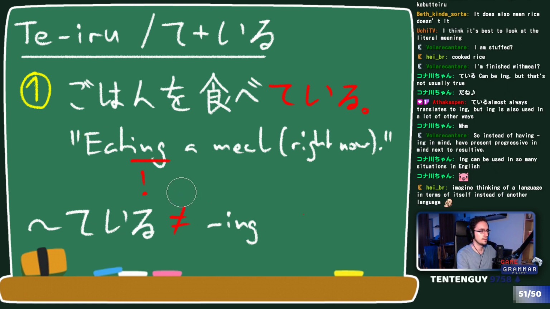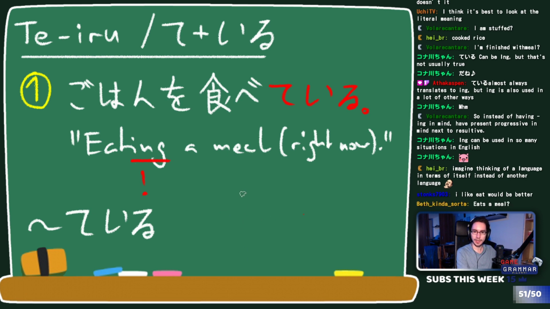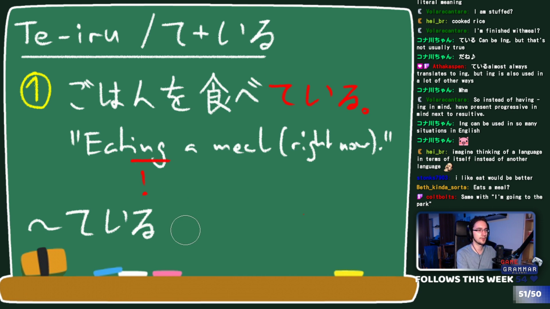That's why I never teach translation stuff like that, or I try not to too much, because I find it easier. You know, I like eat would be better. Well, I like eat is also just grammatically wrong, right? Depends on what you mean by better in that case. So, eating a meal right now: te-iru, tabete iru. Alright, cool.